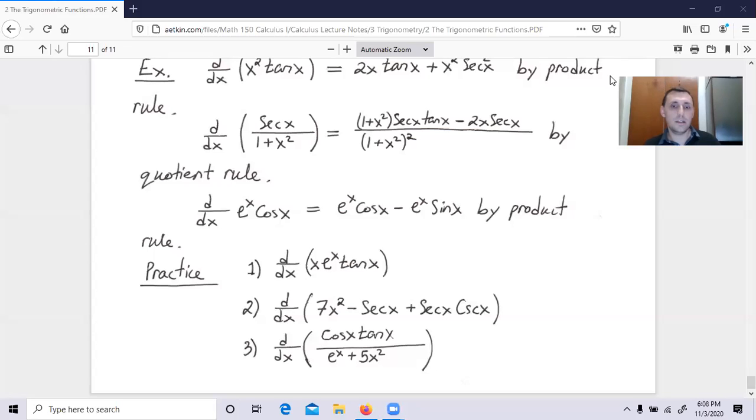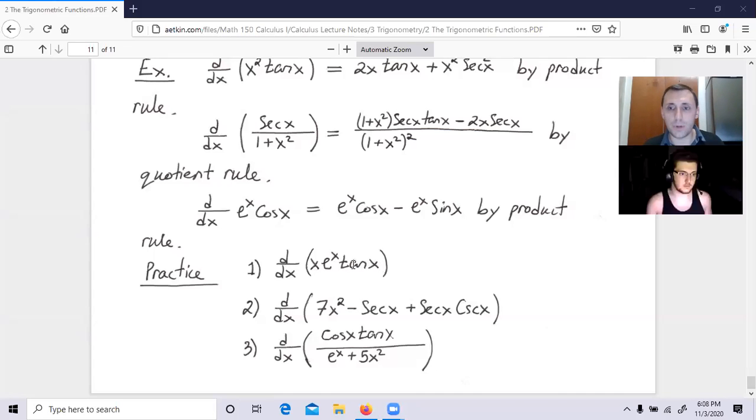All right, guys, how do we solve such problems? So let's look at the whiteboard. The first question is x e to the x tangent x. How do we find the derivative of that?